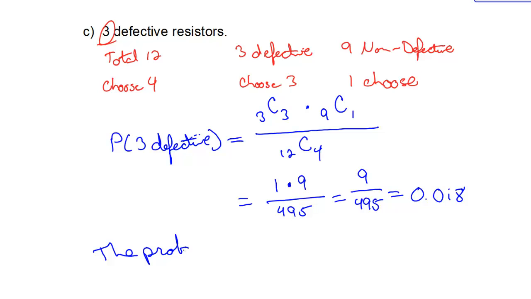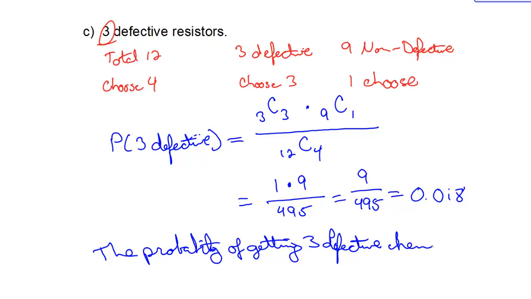The probability of getting 3 defective when 4 are selected is 0.018. Again, I'm relating the number that I found back to my original problem.